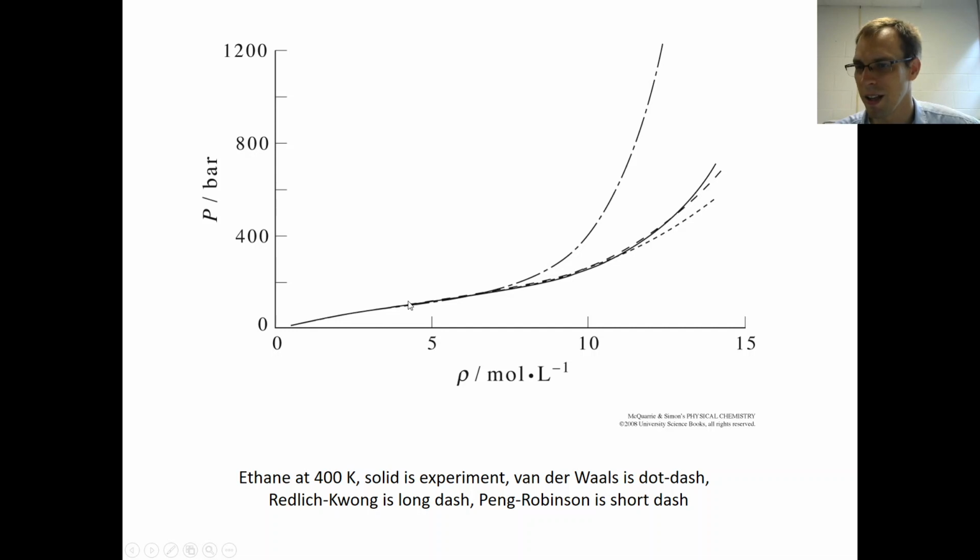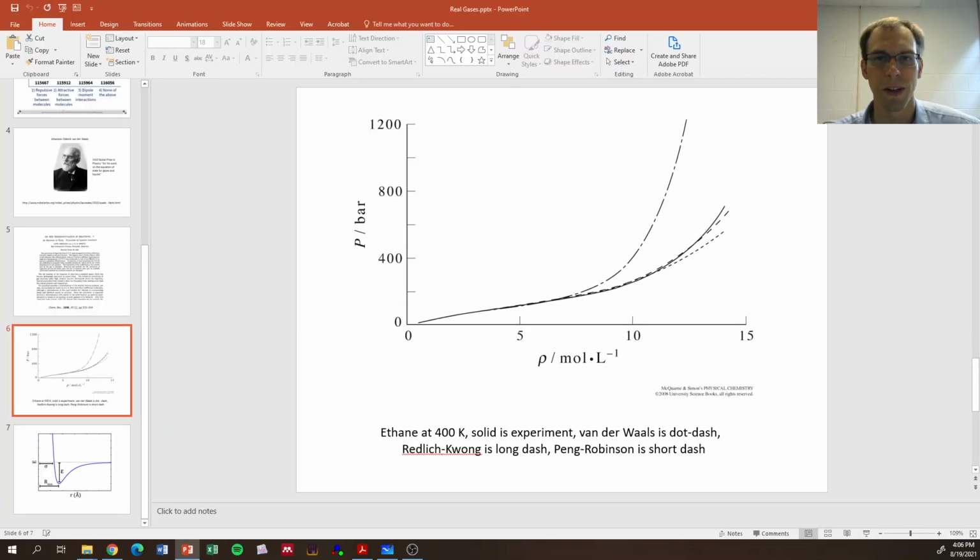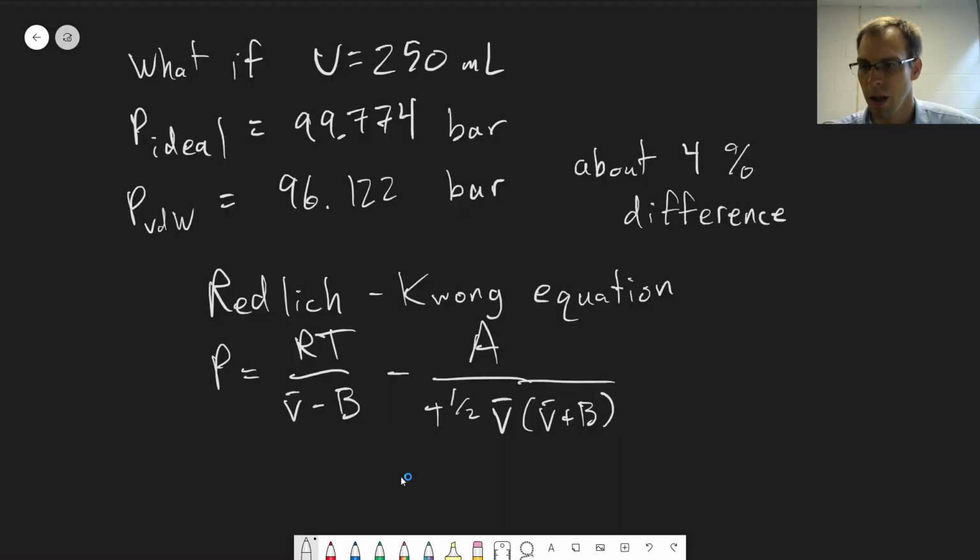But as we keep increasing the density, as the pressure keeps increasing, we get pretty large deviations as we get to really high densities. The Redlich-Kwong equation is the long dash, and so we can see it works much better, even up to much higher densities. Peng-Robinson is a different equation of state, like the Redlich-Kwong equation, that you can use, and it works better than van der Waals, but not as good as Redlich-Kwong. And so that's just an example of how we could go further with this. We're not going to spend a lot of time with the Redlich-Kwong equation.